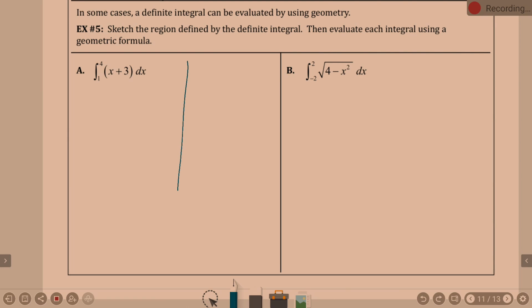What is x plus 3? What are we trying to graph? A line. You're thinking about the line, y equals x plus 3. And specifically, we're concerned about the piece that goes from 1 to 4.